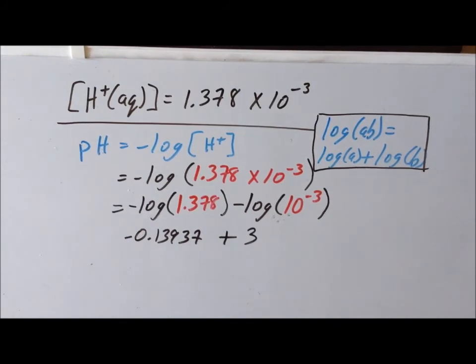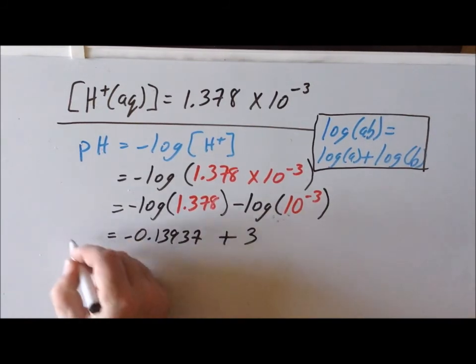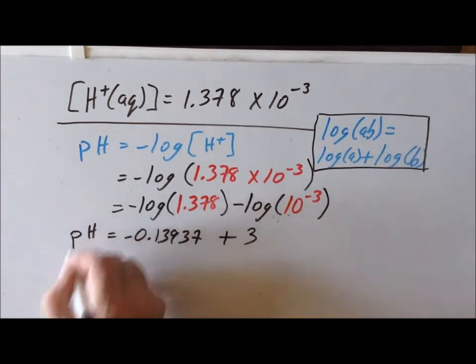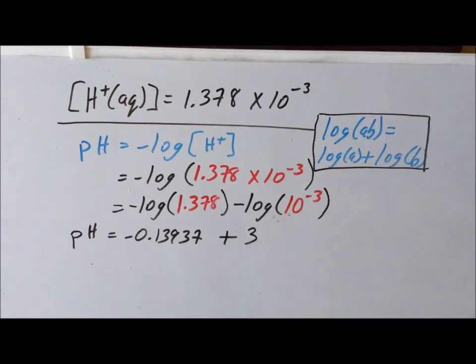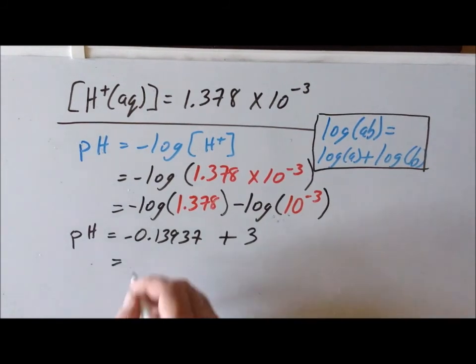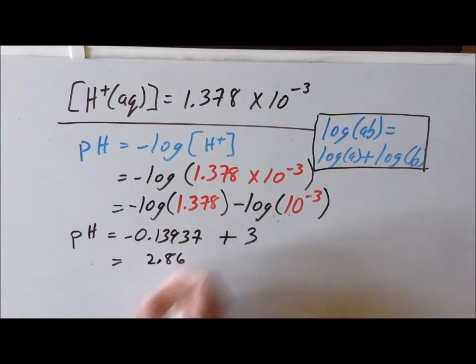So now we have pH is equal to minus 0.13937 plus 3. So we end up getting a final result that the pH is 2.86. And again, we've carried a couple extra digits here, but just to demonstrate the method. We would notice also that this value is reasonable.